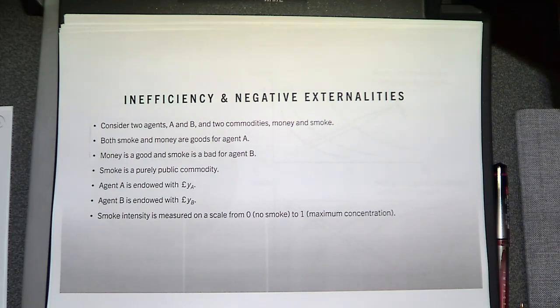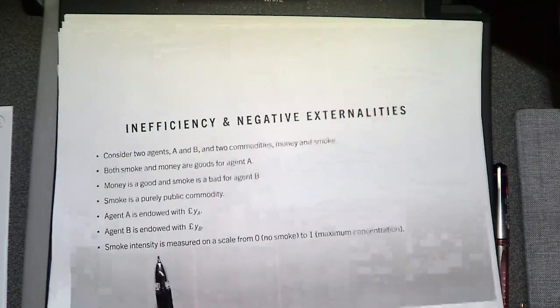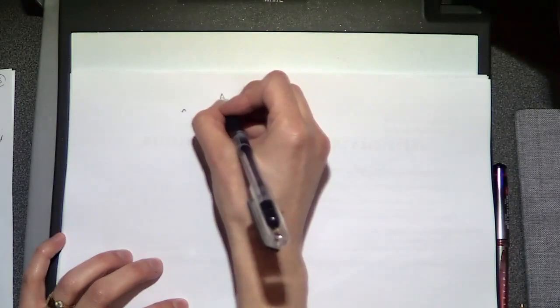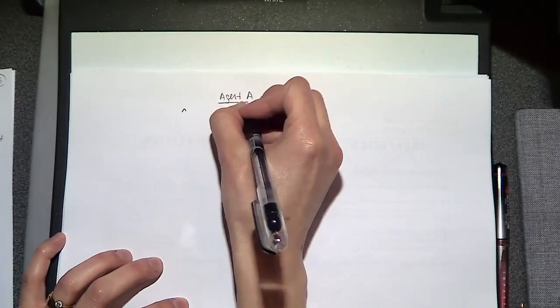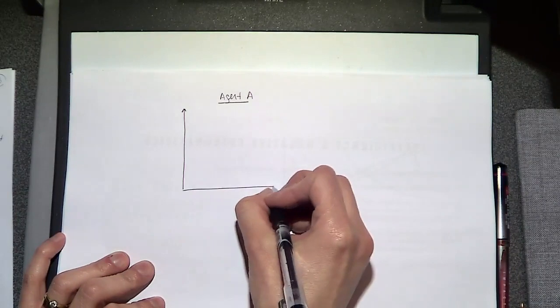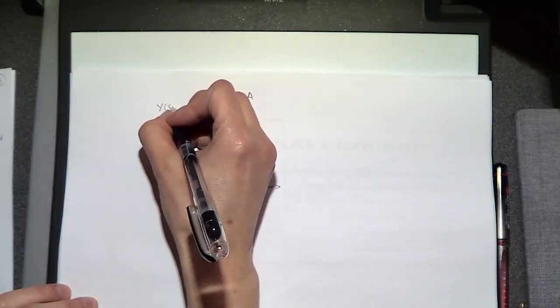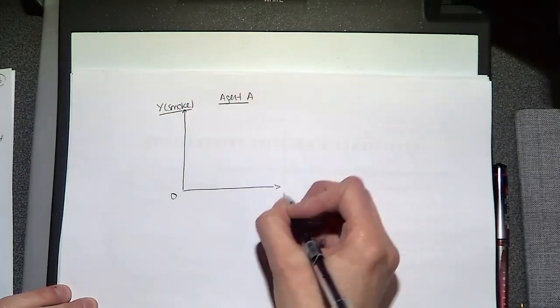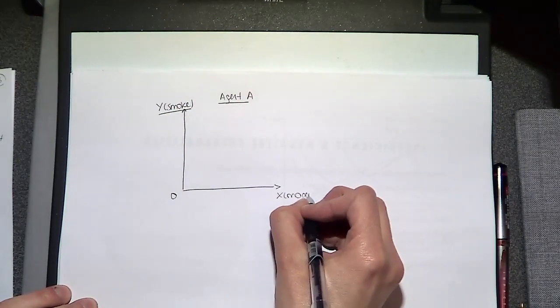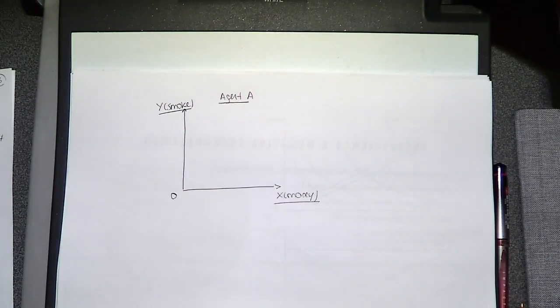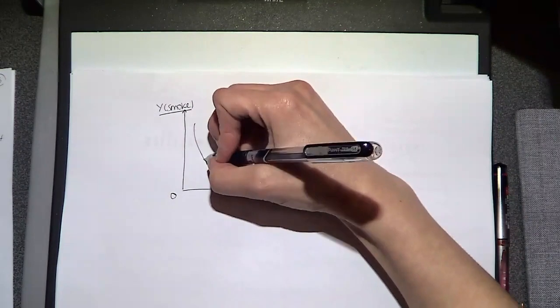So agent B, everyone knows what the difference curve for agent B will look like because we've done this so many times now in micro. Right, so if we go for agent A, sorry, and we have, what should we put? Y smoke here, and X money here. So remember that for A, both goods are good goods. Nothing is a bad here, so everything is a good.